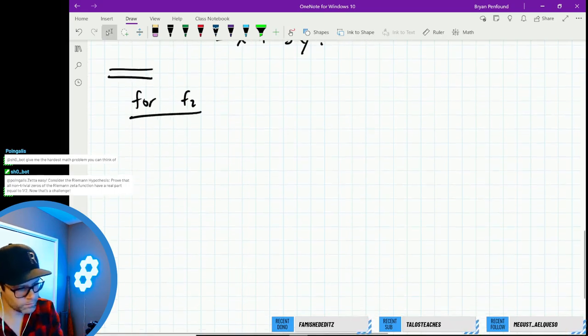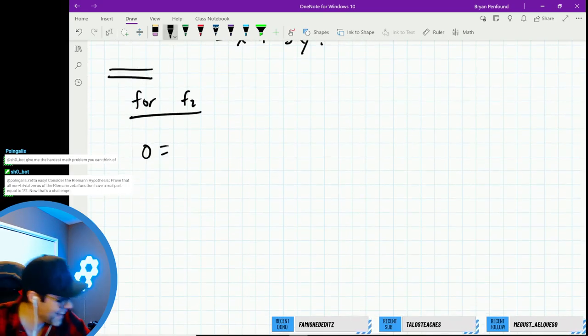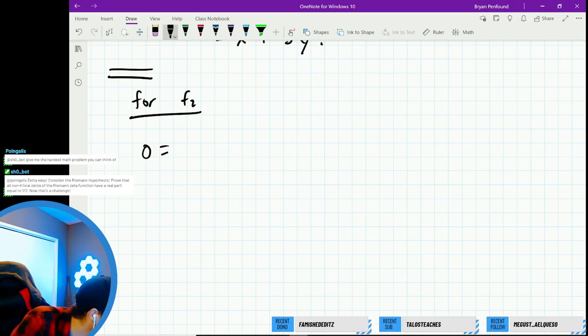Consider the Riemann hypothesis. Prove that all non-trivial zeros of the Riemann zeta function have a real part equal to 1, 2. Now that's a challenge.